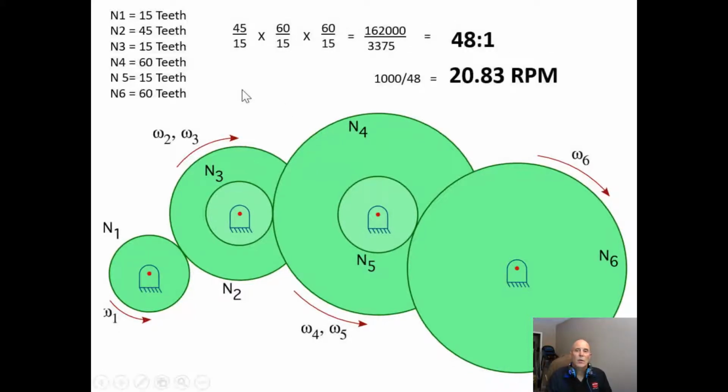Okay, so if you figured it out, we had a gear ratio of 48 to 1. So what we would do is we'd take 1,000 RPM, divide by 48. So our output RPM would be 20.83. So going through the gear calculations again, we see that we have 45 teeth over 15. And then here we have 60 teeth over 15. And here we have 60 teeth over 15.